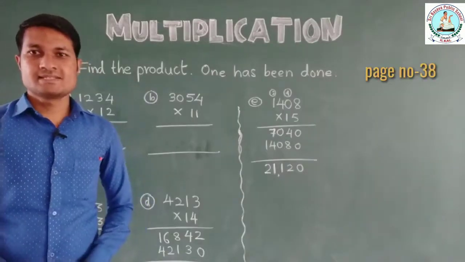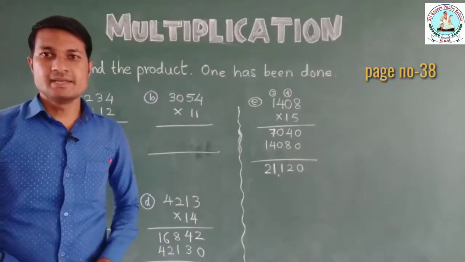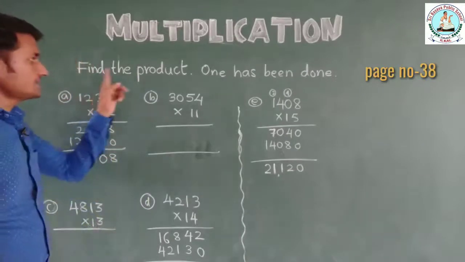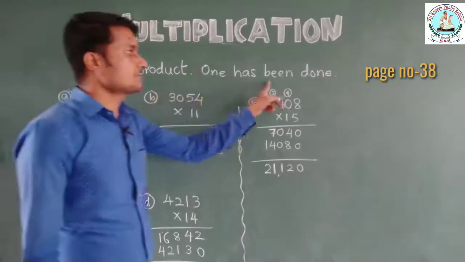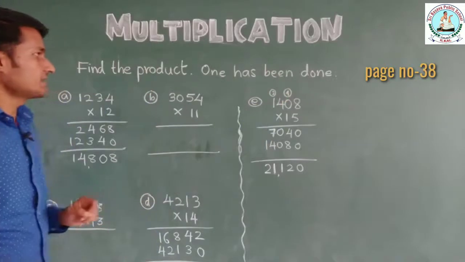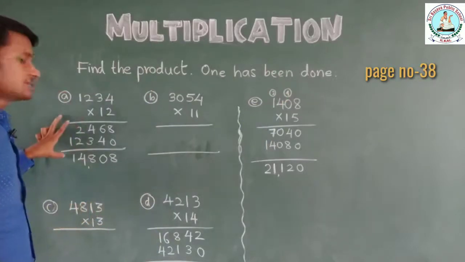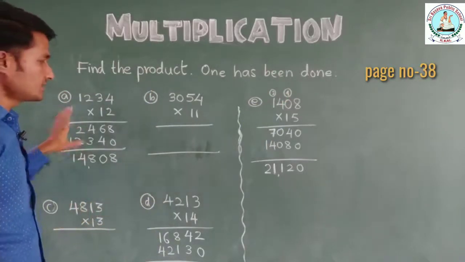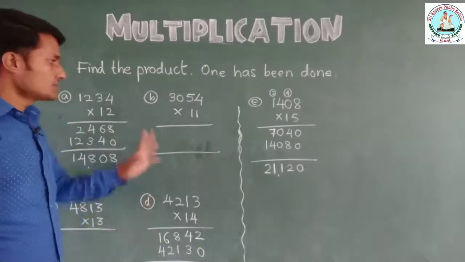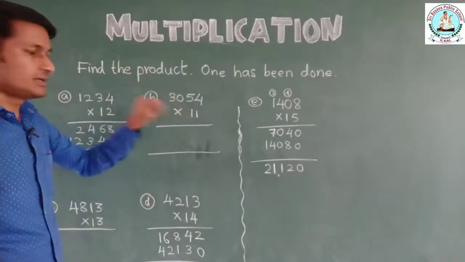Your first exercise problem from page number 38 is: find the product, and one has been done. So this is your first problem on page number 38, and yes, this problem has been already done. So we have to solve the remaining problems. So let's do it. 4-digit number by 2-digit number.